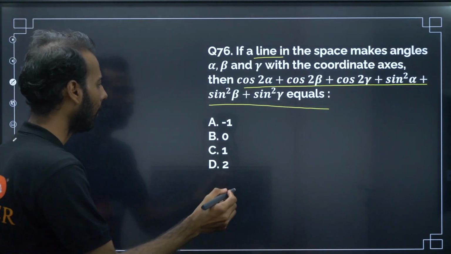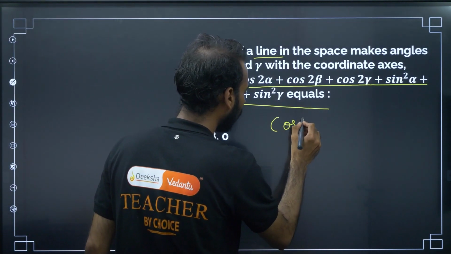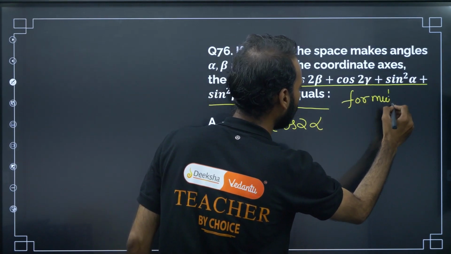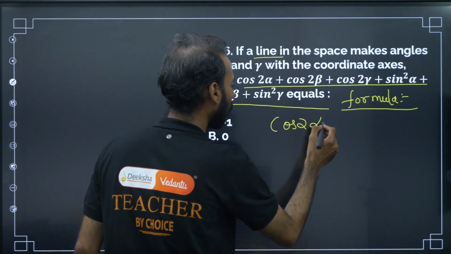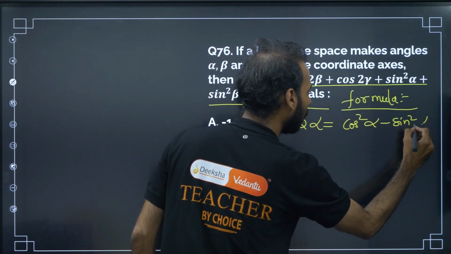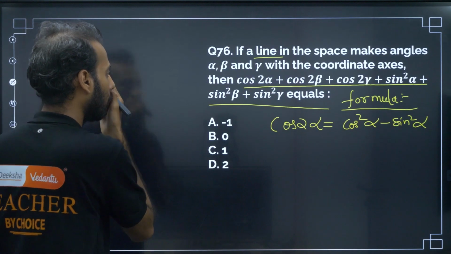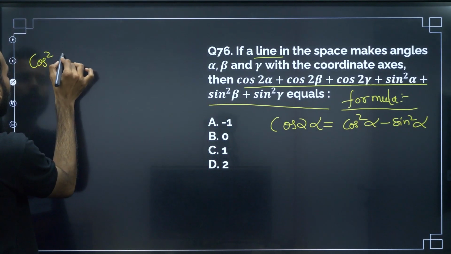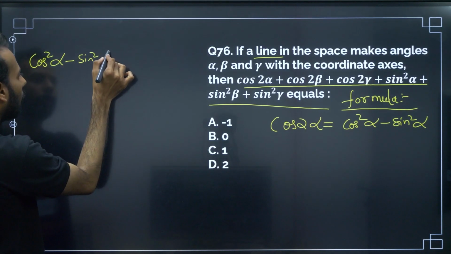So cos 2 alpha, in trigonometry, try to recall the trigonometric formula. What are the formulas that are going to be involved in this problem? cos 2 alpha is cos square alpha minus sin square alpha. So for now let me write this cos 2 alpha as cos square alpha minus sin square alpha.